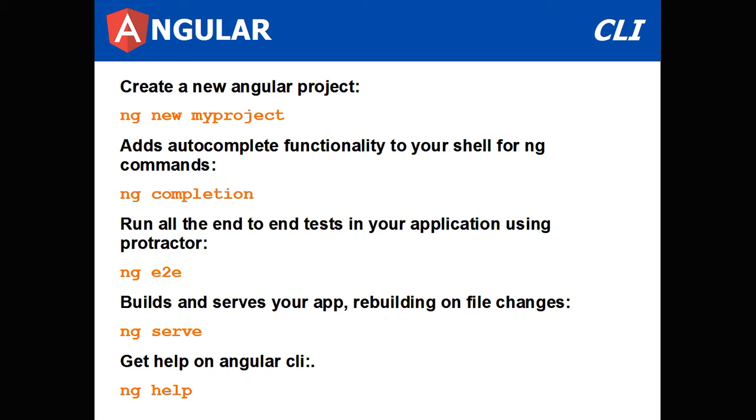Like I said, to create a new Angular project, you do ng new my project. You can also do ng completion to add autocomplete functionality. You can run all the end-to-end tests in your application using Protractor, with ng space e2e. And you can also build and serve your app by doing ng space serve. And of course, you can get help on Angular by doing ng space help.